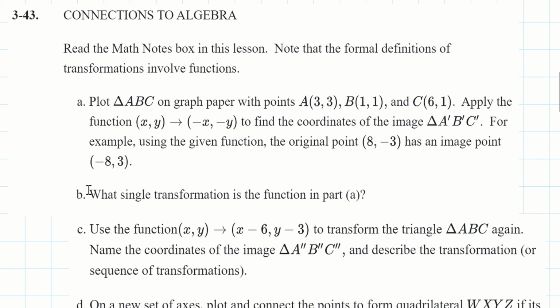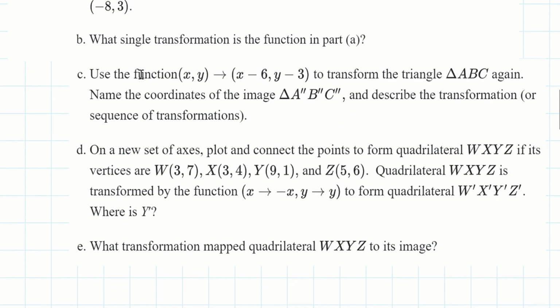After you're looking at that, the question is, what single transformation is the function in part A? So you know 3 transformations: rotation, translation, and reflection. Which single transformation can be shown by this rule? Another one that they would like for you to do is this. The function rule, this goes to this. Use this to transform the triangle ABC again.